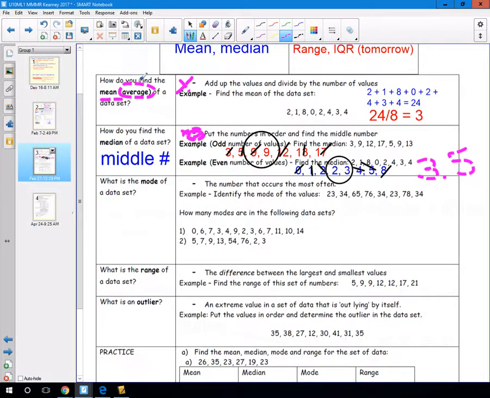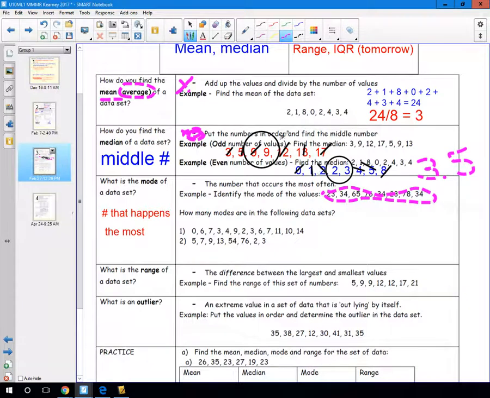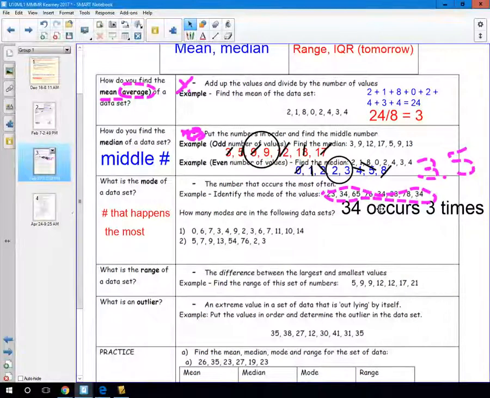Okay. Now mode, what does mode sound like? Mode sounds like most, the number that occurs the most. So you're going to go through and you're going to figure out which one occurs the most. So let's look at this example. We have a list of numbers right here. And I want you to go through and find which one occurs the most. Which one do you see happens? So I see that there are 1, 2, 3 34s. So 34 occurs 3 times. And I don't see anything else that occurs more than that. So 34 would be my mode.